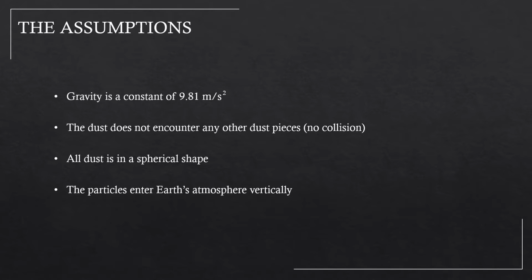The assumptions made to help us solve the problem are listed below. Gravity is a constant of 9.81 meters per second squared. The dust does not encounter any other dust pieces or any other object on its way towards Earth. All dust is in a perfect spherical shape, and the particles enter Earth's atmosphere vertically.